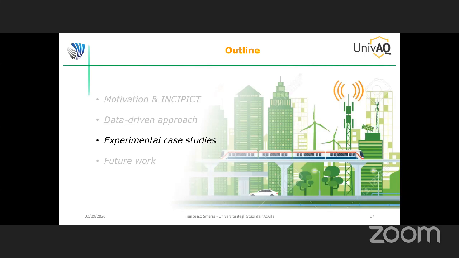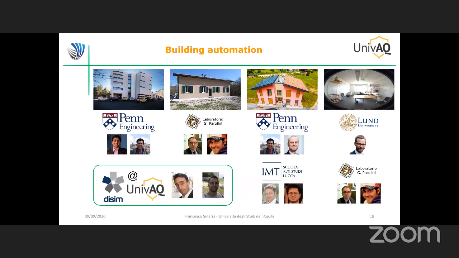So at this point, once the methodology was created, we decided to investigate its power on several benchmarks, most of them at the University of L'Aquila. In fact, for example, in the case of building automation, we have three test beds to be used in the context of energy minimization and climate control that we also saw together with other partners. And also a case study in collaboration with Lund University and the Department of Mechanical Engineering in L'Aquila about lighting control for visual comfort.